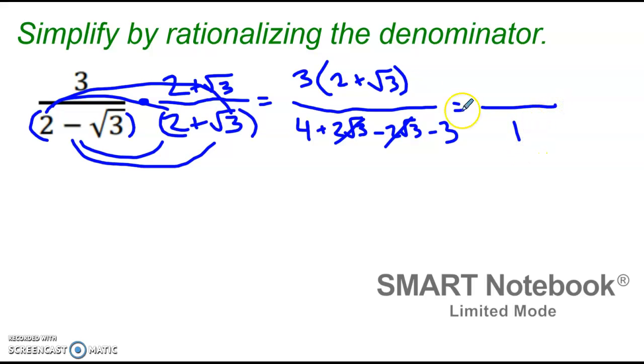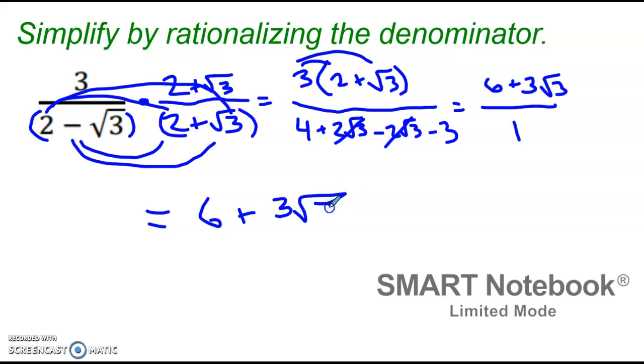Okay, and now we just have a little bit more work to do. Let's just simplify the numerator. We distribute the 3. 3 times 2 is 6. 3 times root 3 is 3 root 3. That's pretty easy. Just stick them together. And the only thing I'll do to simplify this one little step is I can get rid of the 1, because whenever we have a 1 in the denominator, we don't need to write that. So our final answer is just going to be 6 plus 3 root 3. And that's our final answer right there.